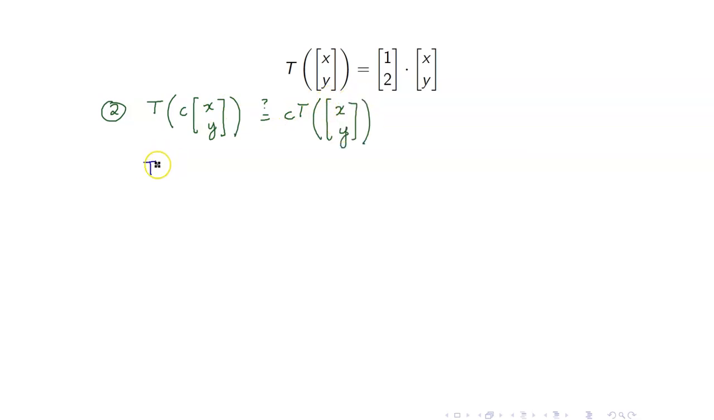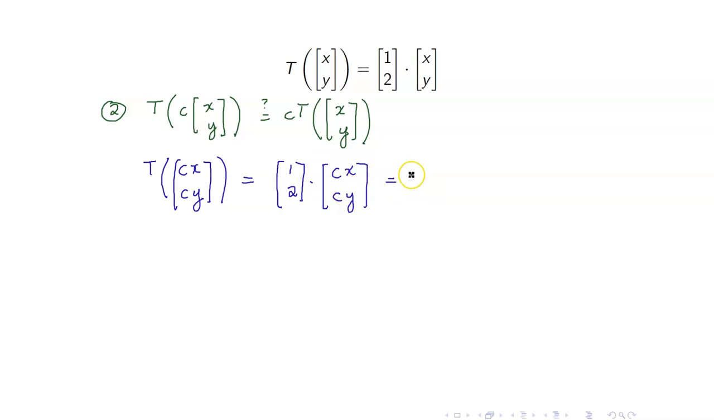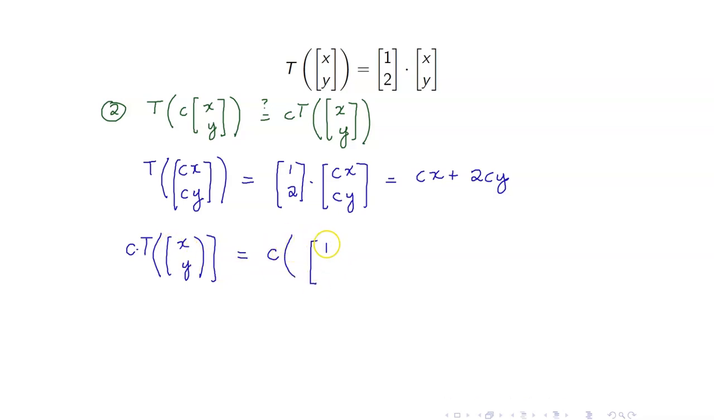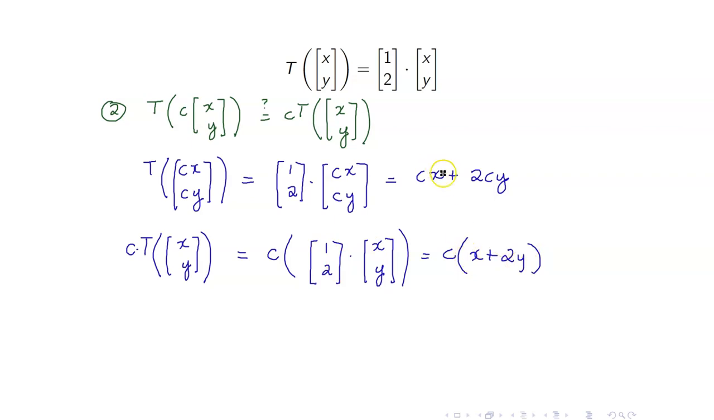The left-hand side is T of (cx, cy). T maps (cx, cy) to the dot product of (1, 2) and (cx, cy). This is equal to cx plus 2cy. If you look at c times T of (x, y), this is c times the dot product of (1, 2) and (x, y). The dot product of (1, 2) and (x, y) is x plus 2y. This and this are exactly the same. So therefore, this is also true.